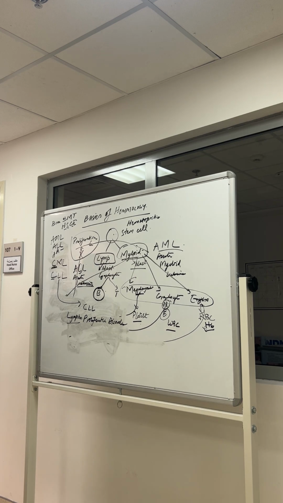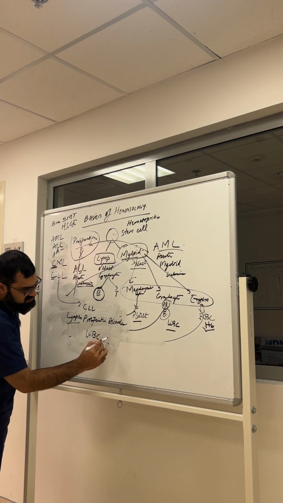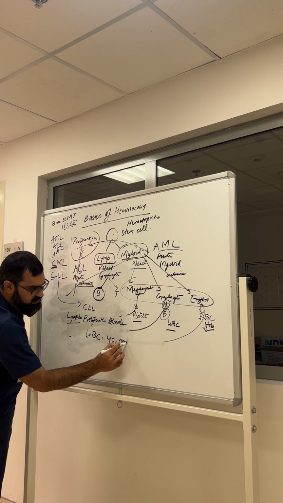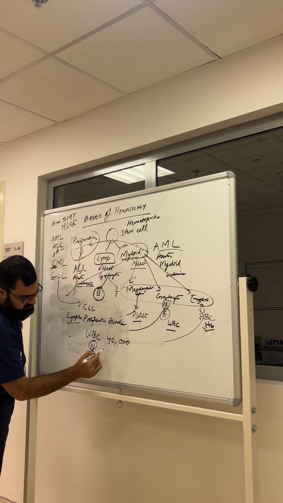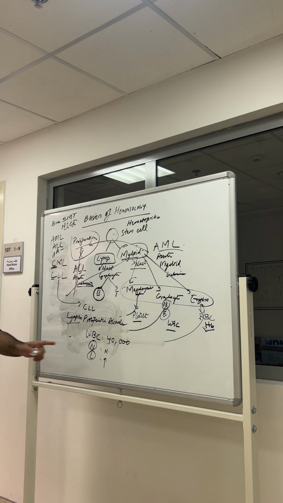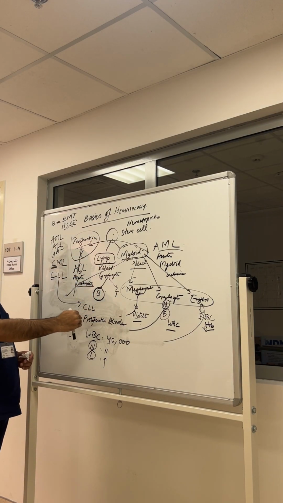And what will happen? Let's say your patient will come. Your WBC is, let's say, 40,000. And when you see the differentials, let's say you have differential neutrophils, lymphocytes. So neutrophils, let's say it will be normal, but lymphocytes will be increased. So you can have CLL, chronic lymphoproliferative disorder. Where is it happening? In the matured phase of the lymphocytes.